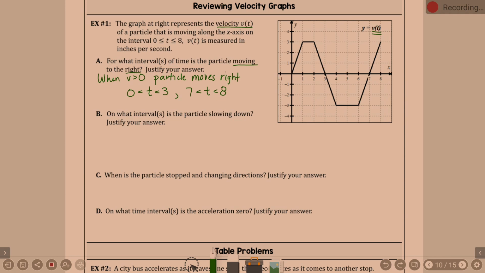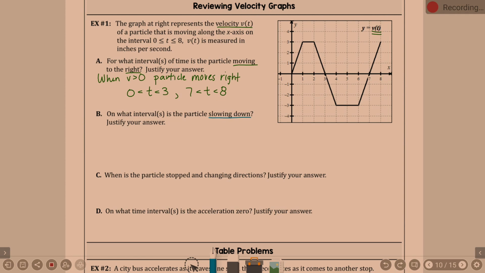Now the question changes. On what interval is the particle slowing down? 2 to 4. Wait, 2 to 3. 6 to 7. What do we remember here? Not a lot. That was right. Positive. Oh, yeah. Okay, so the whole speeding up and slowing down thing is all about signs. So we're being asked for slowing down, which means we are looking for opposite signs between our velocity and our acceleration. Okay, so 2 to 3 and 6 to 7.